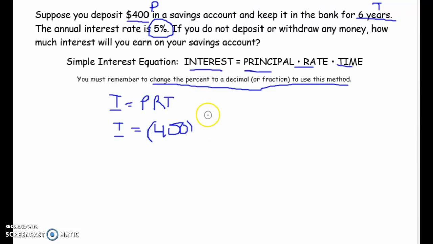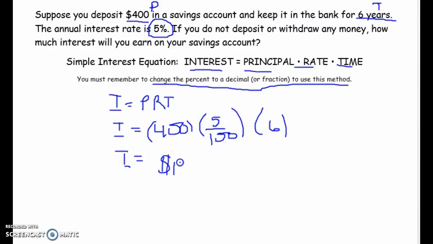We know the rate is 5%. Now I have to use 5% as a decimal or a fraction. In this case, I'll write it as a fraction so you can see it's 5 out of 100. And I'm borrowing this for 6 years. Now on your calculators, go ahead and multiply those three numbers together. Let's see, 400 times 5 times 6 equals, now I'm going to divide by 100. That's one way to do this. You should get $120.